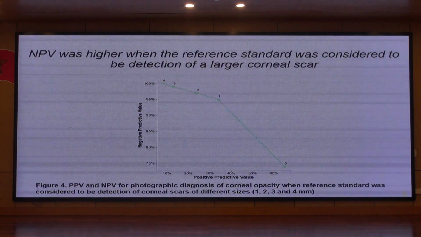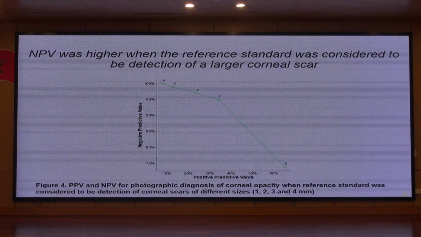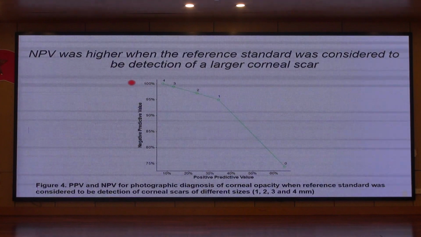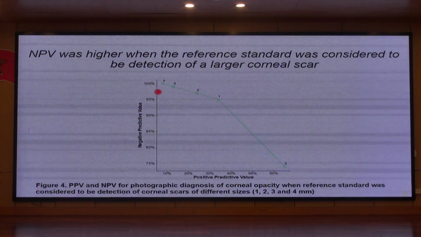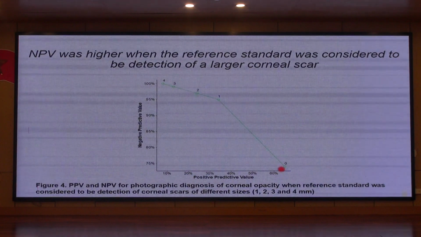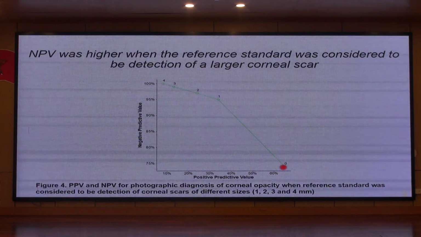And lastly, when we look at the positive and negative predicted value with different reference standards by adjusting the size of the scar, we noticed that the negative predicted value of corneal photographs was higher when the reference standard was considered to be detection of a larger corneal scar. So if you look at this point right here, the reference standard is basically the detection of the presence of a corneal scar. So as we mentioned earlier, the negative predicted value here is 74%.